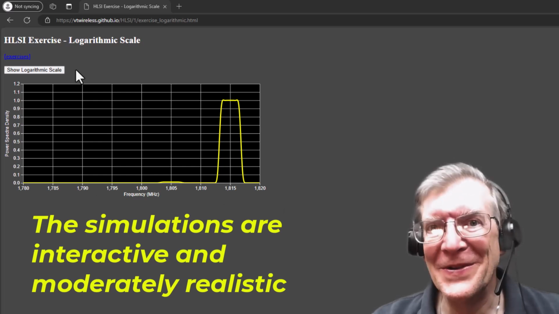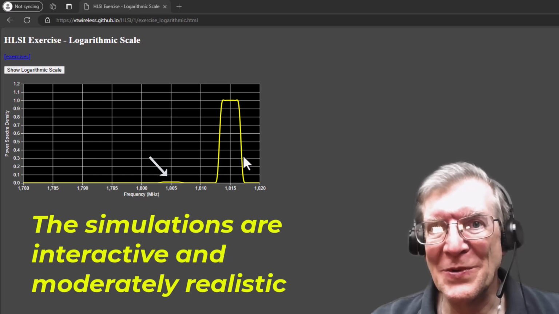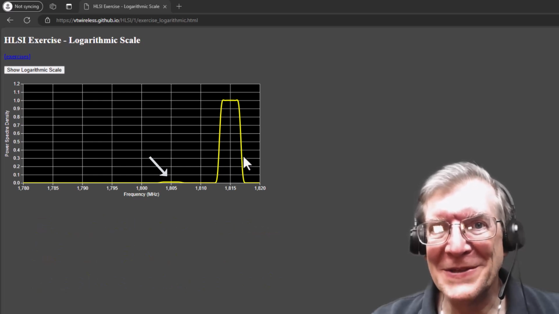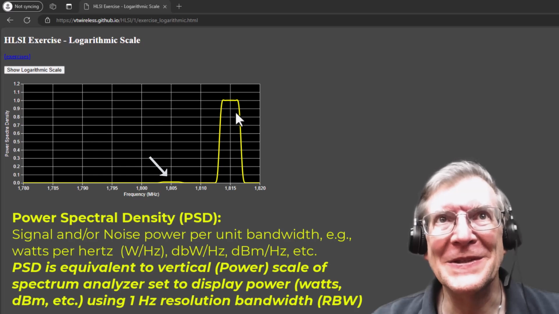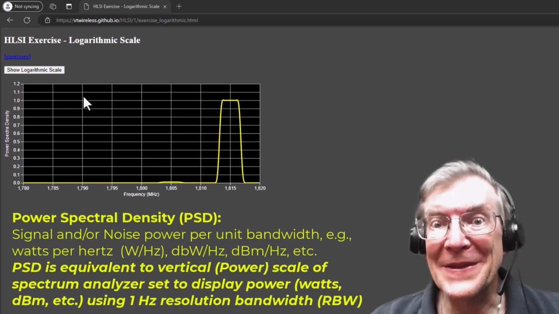In this case, by default, it uses a linear scale, and you can see one strong signal here and one weaker signal. Again, this is using a linear scale, so the signals would be measured in units of watts per hertz, for example. If you think of this as a power spectral density plot, the values on the vertical axis are just normalized values, so they don't necessarily correspond to absolute values.